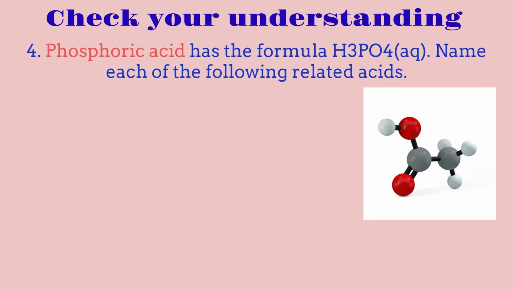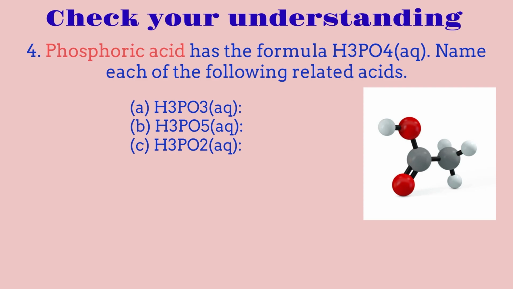So for question number 4, we have phosphoric acid, which has the formula H3PO4. Name each of the following related acids. These are the 3 different related acids, and we need to basically just name them. For the first one, we have H3PO3. For the second one, we have H3PO5. And for the third one, we have H3PO2. So all we need to do is just name each of the following related acids. We know that phosphoric acid is just H3PO4.